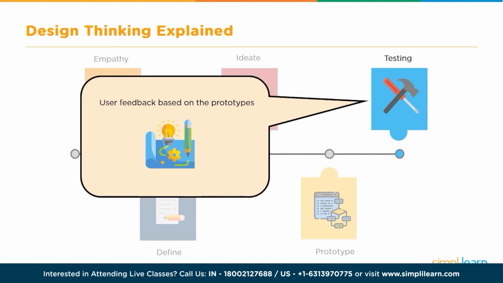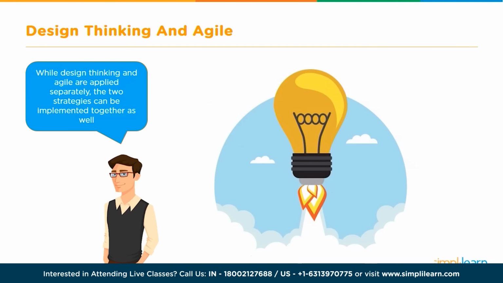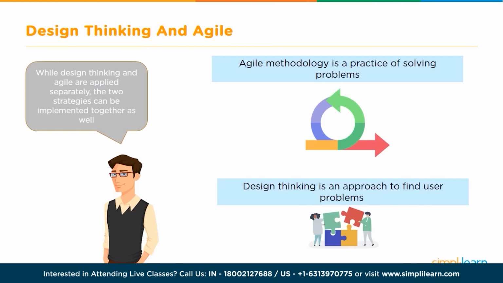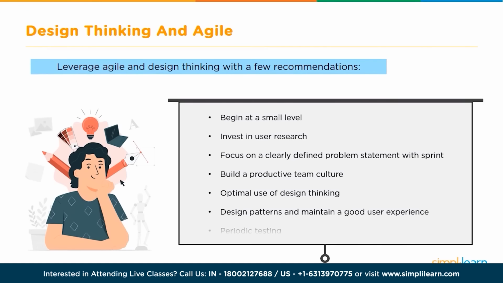Moving forward, let us see how design thinking and Agile can be implemented together. While design thinking and Agile are applied separately, the two strategies can be implemented together as well. A majority of IT companies have begun to utilize Agile in conjunction with design thinking, whereas Agile methodology is a practice of solving problems and design thinking is an approach to find user problems. For teams looking to leverage Agile and design thinking for the first time, here are a few recommendations to focus on. Let us see the first topic.